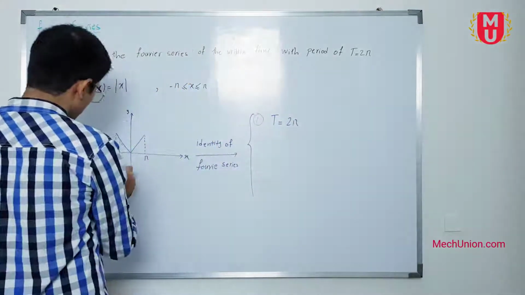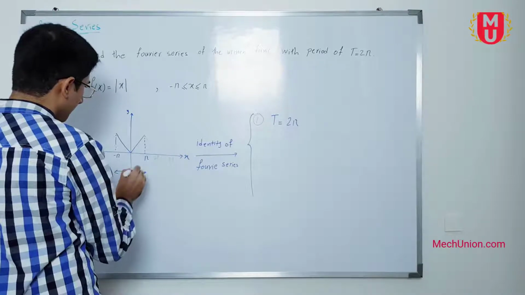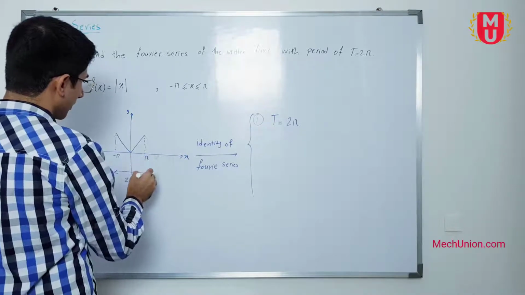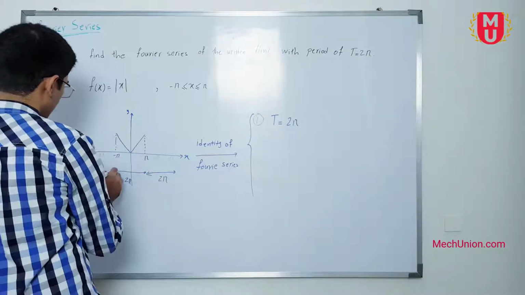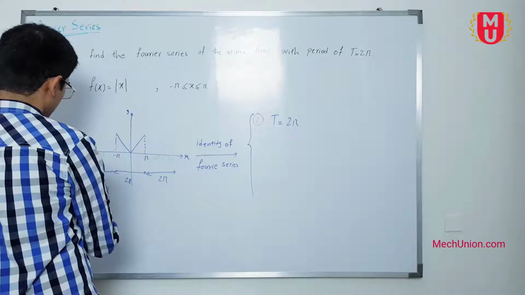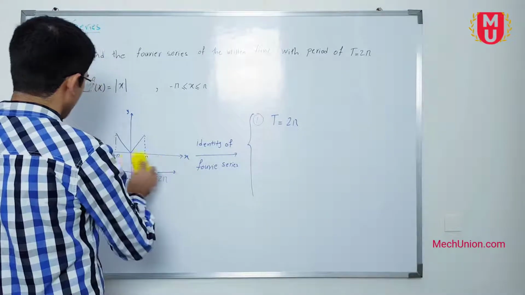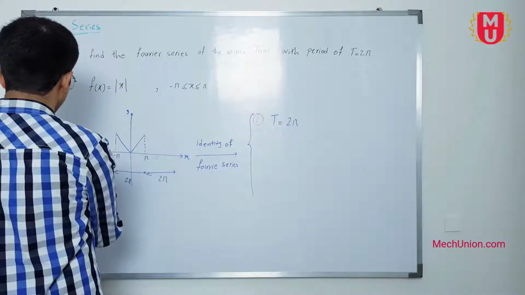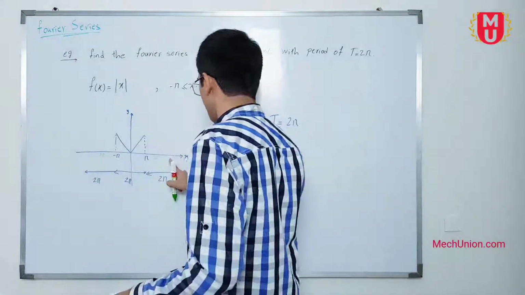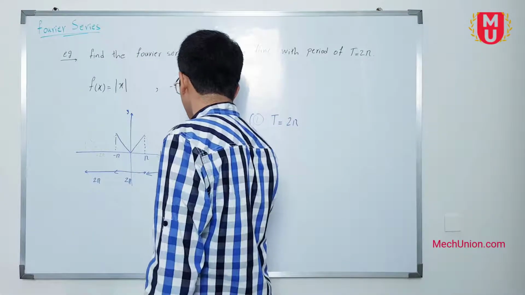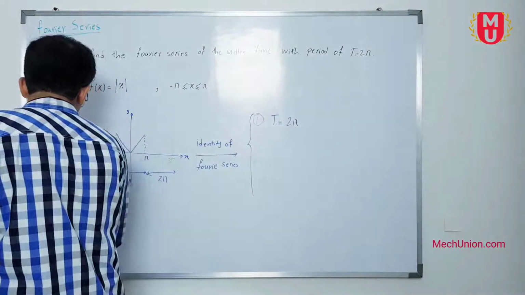We take a look and it has been repeated as much as 2 pi. This is 2 pi. This is 2 pi also. Here. Okay, I made a mistake in the last chapter. This is 3 pi. This is minus 3 pi.